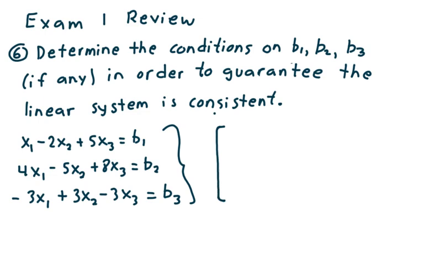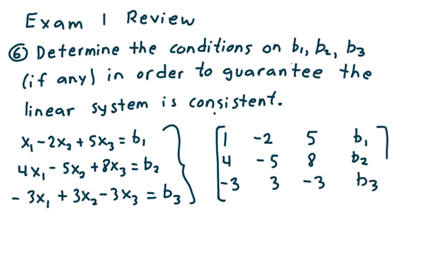And so reading off the coefficients of x1, x2, and x3, we get 1, negative 2, 5, right? And then we put the B1 as my last entry. That's the constant on the other side of the equation. And so next row, we get 4, negative 5, 8, B2. And then the third row, we get negative 3, 3, negative 3, B3.